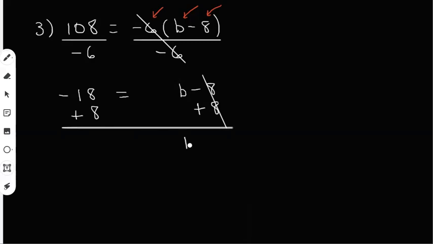I bring down my variable, which is b. I also bring down the equal sign. And over here on the left side, I have -18 plus +8. That's going to give me a -10. So -10 is going to be the number that gets placed inside the solution set.